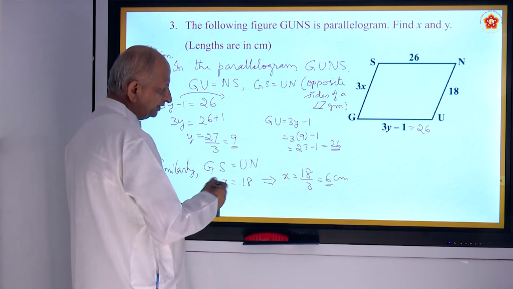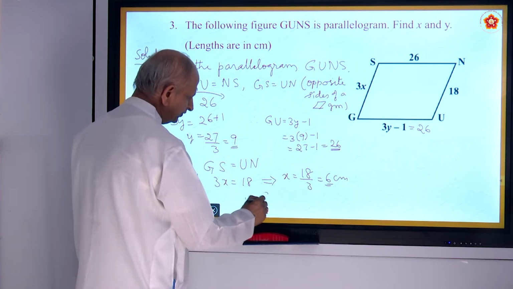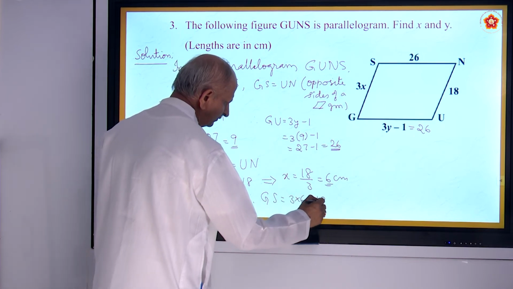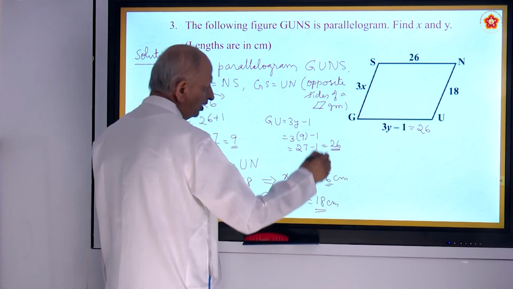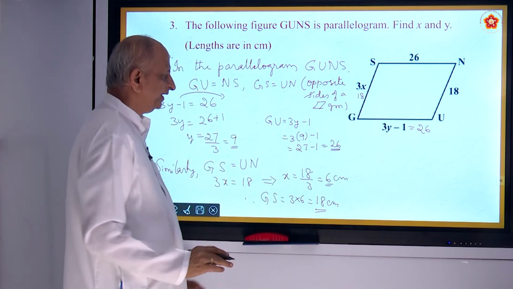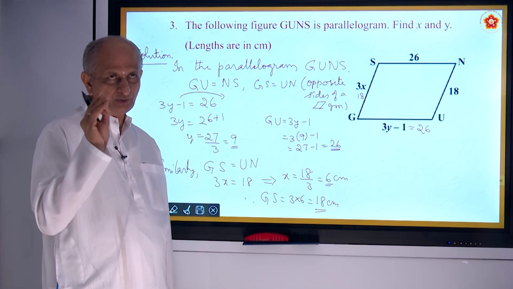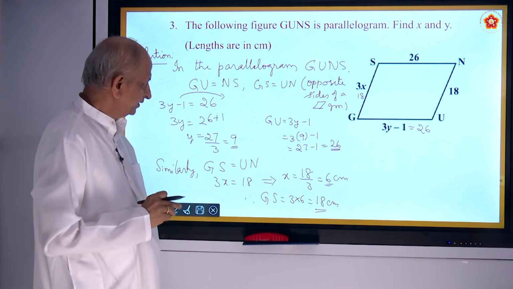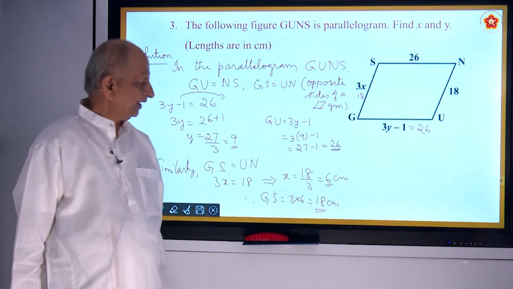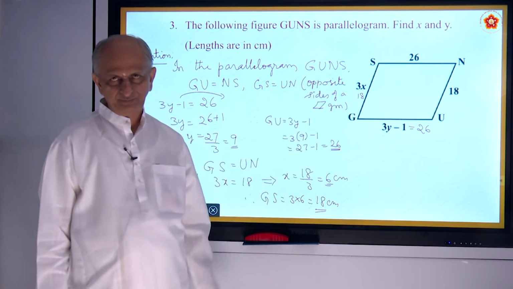If it is not given, it is understood. So, now what is the value of that side? GS is equal to 3 into 6, 18. So, what does it mean? Opposite sides are equal. This also becomes 18. That is a very simple problem. But the only thing is, you should know how to solve a linear equation. Here this is a linear equation in y, and a linear equation in x. And also you should know the property, opposite sides of a parallelogram are equal.